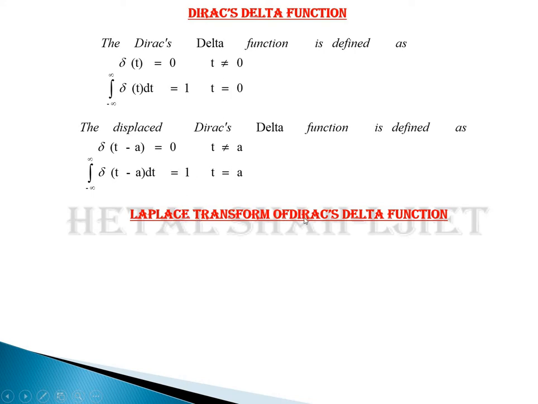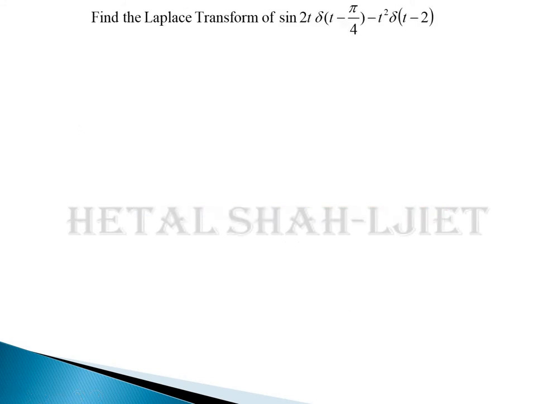But the Laplace transform of the Dirac delta function is: Laplace of delta(t) equals 1. So when we apply the Laplace transform on the Dirac delta function, we get the answer 1. And when we apply the Laplace on the displaced Dirac delta function, that is e raised to minus as. And the last one, when we apply the Laplace on f(t) times the displaced Dirac delta function, that is e raised to minus as into f(a). Okay, so let's check the example.